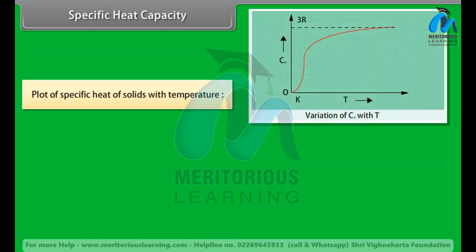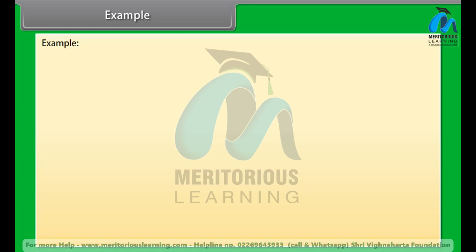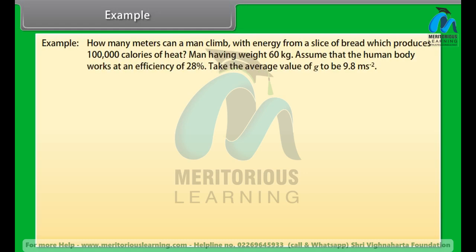Variation of specific heat of solids with temperature is shown in the given graph. The specific heat of water as a function of temperature from 0 degrees to 100 degrees Celsius has been plotted. Let's take an example. How many meters can a man climb with energy from a slice of bread which produces 100,000 calories of heat?